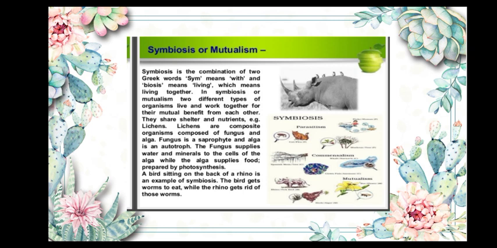A bird sitting on the back of a rhino is an example of symbiosis. The bird gets worms to eat: birds come to the back of the rhino and have their food there in the form of worms, while the rhino gets rid of those worms from its back.